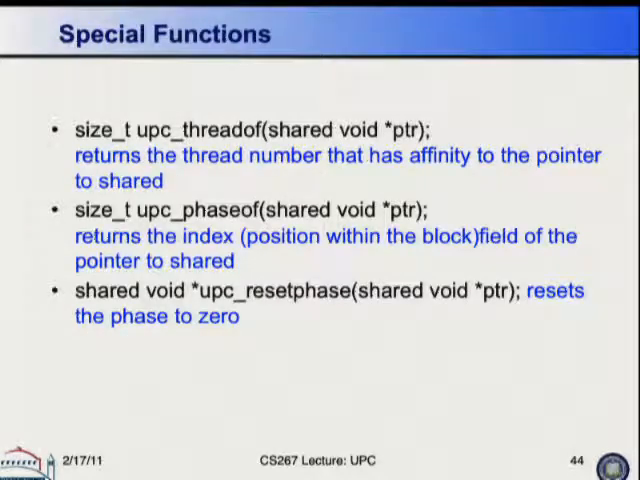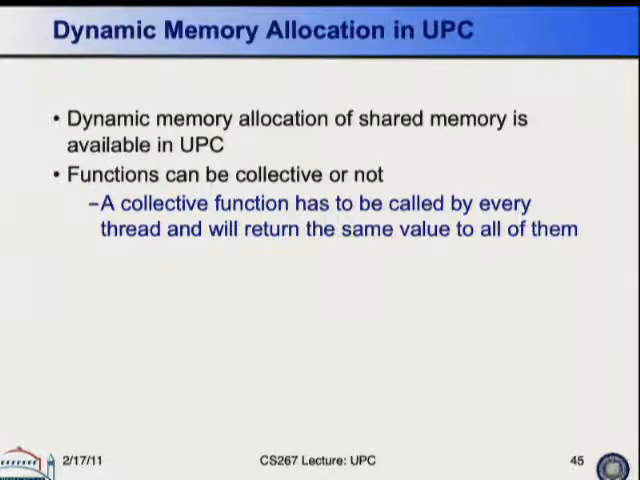Okay, so there are some other functions you can use to get things like the thread ID out, which I had mentioned when we talked about the UPC forall. The phase, which tells you, as I said, how far that particular pointer is through the current block, and then a function to reset the phase back to the beginning of the block.